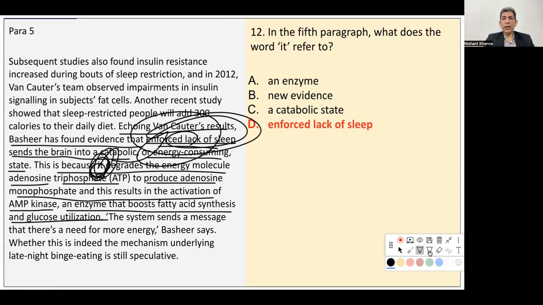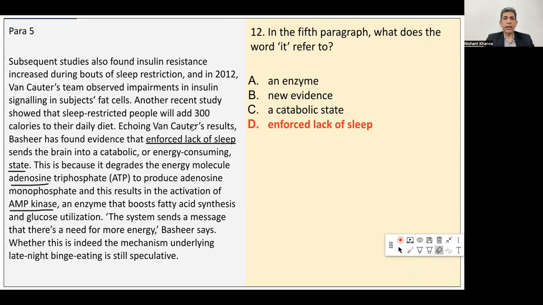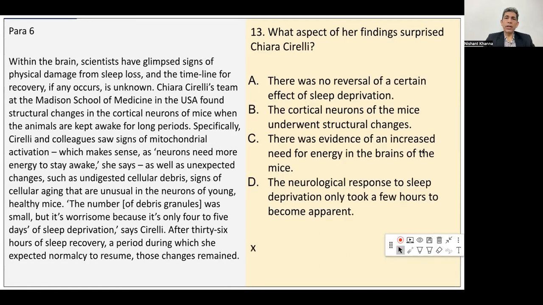Now, you know, he has given a lot of things here. What kind of things? Let us see. It says here, catabolic state is also there. Energy consuming is also there. So all the things are there, right? So what we have to find out is, it refers to what? So the previous subject, it refers to that. Enforced lack of sleep. Let's go to question number 13. I'm not going to help you. Figure out the answer.